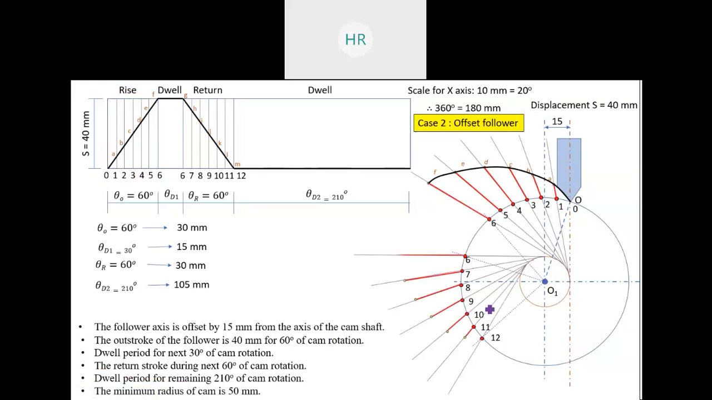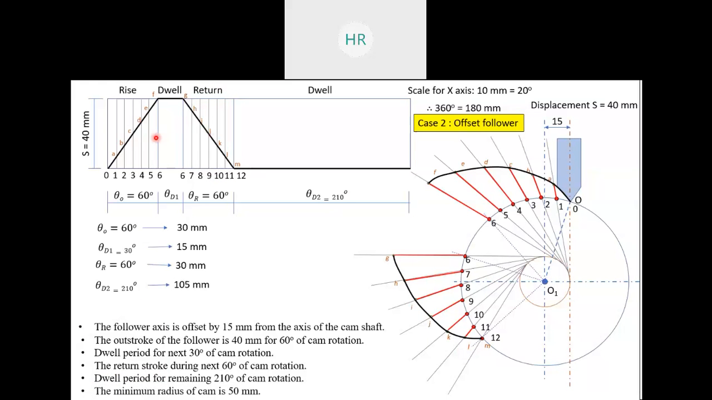Do the same procedure for the return angle. Means measure the distance between 6 to G and transfer over here. Similarly for 7, 8, 9 up to 12 points. सेम प्रोसीजर कंपास से आपको ये मार्किंग्स करनी है G, H, I, J, K, L. Then draw a smooth curve passing from all these points. Okay. So this curve over here represents this portion of the displacement diagram. So we have done the arrangement for rise and return.